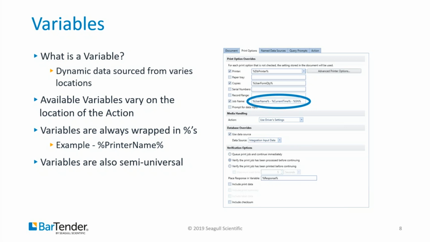So in this scenario, we have a dynamic printer, the copies are dynamic, and the job name is dynamic. For this specific type of action, which is a print document action, and it may vary, if we don't select anything, it's just going to default to however the label is saved. So if we uncheck the printer, it'll by default go to whatever printer is associated with that particular BarTender document that we decided to print.